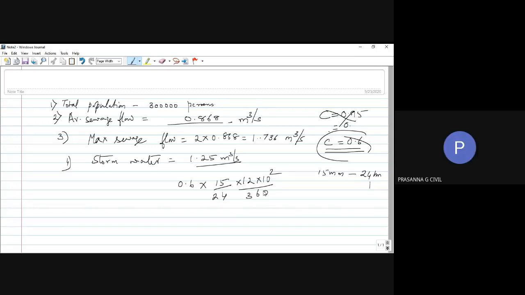So now total flow is how much? 1.736 plus 1.25. For this much meter cube per second, your sewer has to be designed. Give me the diameter of the sewer. V max is given to you already.